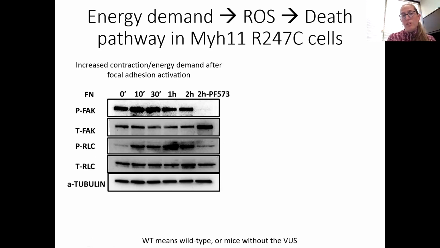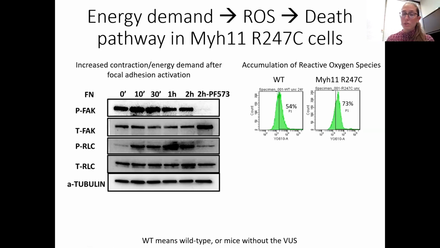The next step in the pathway that I talked about was accumulation of reactive oxygen species. And to assess this, we put a dye on our cells that becomes fluorescent when it reacts with reactive oxygen species, and then we measure the amount of fluorescence. And I know this is a little complicated just looking at graphs, but the line is in the same place in both of these graphs. And you can see that in the wild type cells, the curve is centered around the line. But in the cells with the VUS, the curve is shifted to the right along the x-axis, which means that there's more fluorescence being read, and that means there's more accumulation of reactive oxygen species with the VUS.